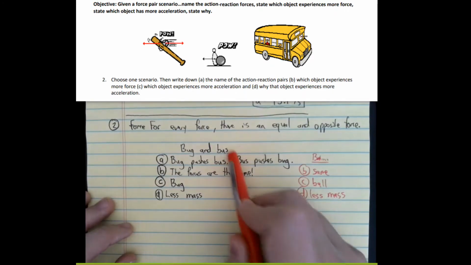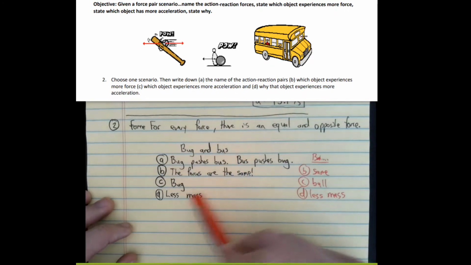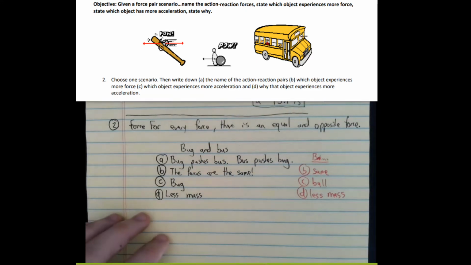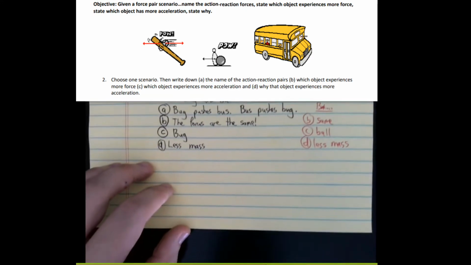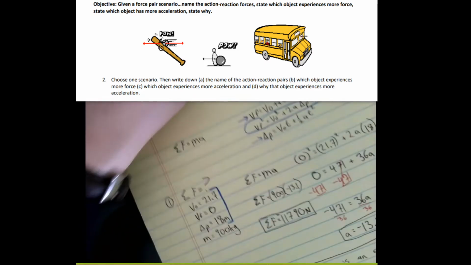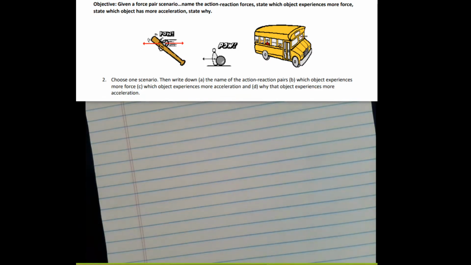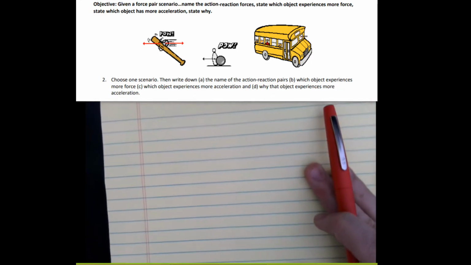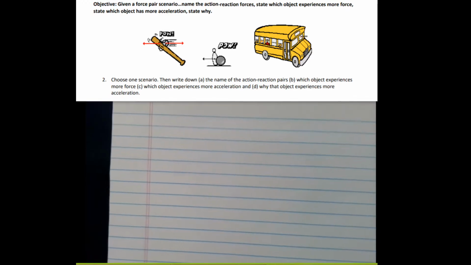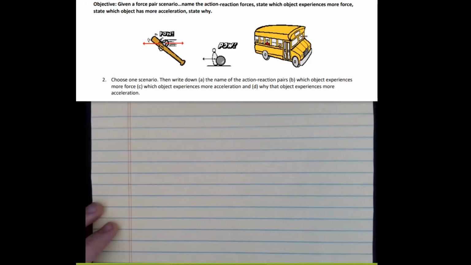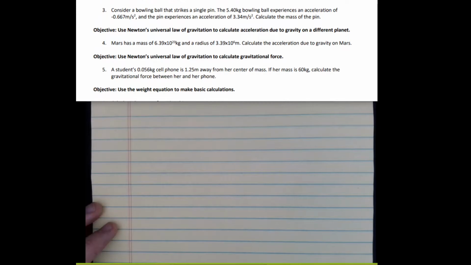Spoiler alert, this is the one that'll be on the test. The one about the bus and the bug. Because it's so counterintuitive. You'd expect the bus to push with more force, but not really. The reason the bus doesn't slow down when it hits a bug is because it's just so massive. It has a lot of momentum. A lot of inertia.